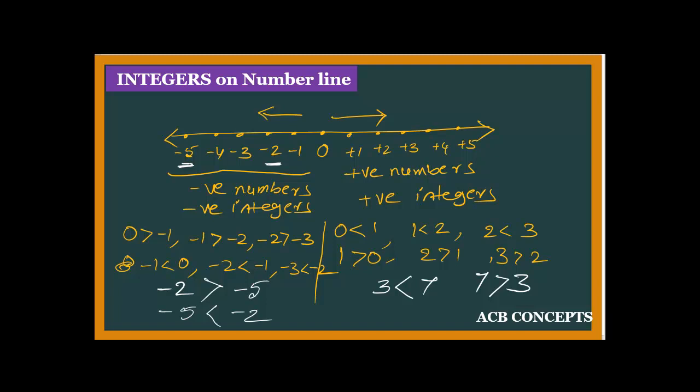If you observe on the number line, right of the 0, the numbers without sign increase their values. The numbers with the positive sign also increase their values. On the left of the 0, the numbers without sign increase, but the numbers with the negative sign decrease. So note that point. Okay, thank you.